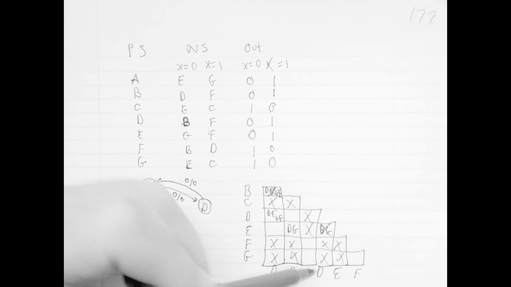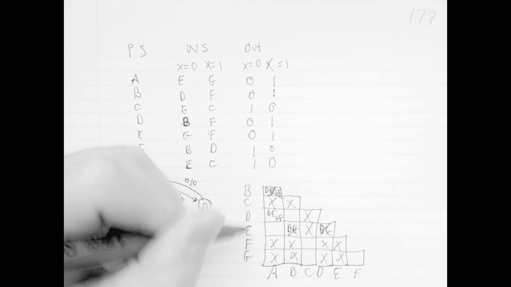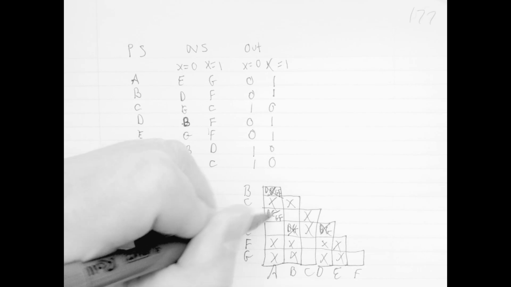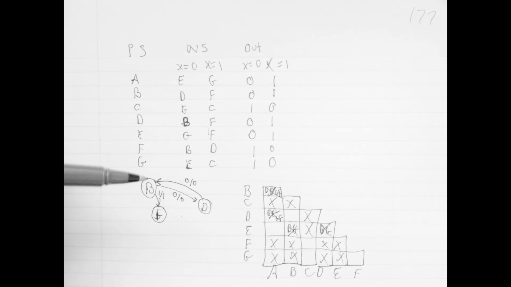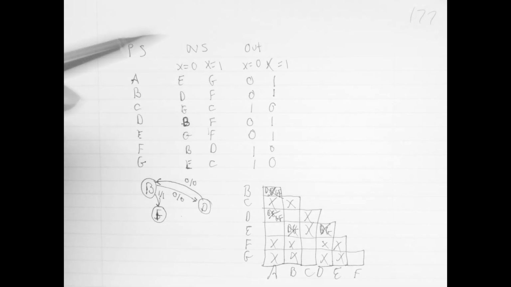So now I can look up DG. I see there's an X. That means BE gets an X. And so I've eliminated another couple of state transitions that might not be trivially equal. So now, in fact, they are distinct. So let's look at AE.